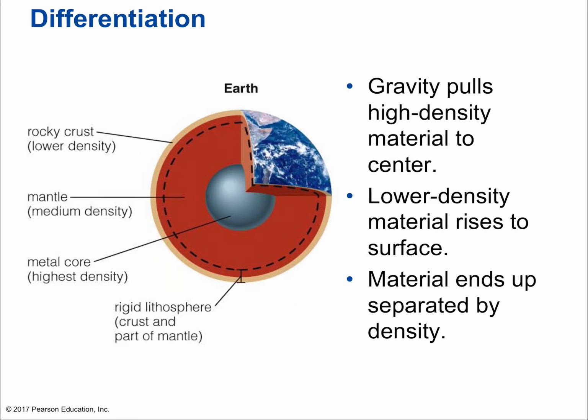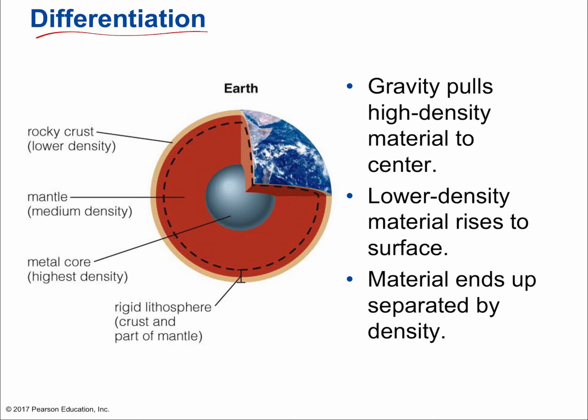So how do we end up with this idea of having a dense core and a less dense surface? Well, it has to do with something called differentiation. Gravity pulls the high density material to the center. The low density material rises to the surface. This is what would happen in a bucket of water, right? The sand settles to the bottom because it's denser than the water.